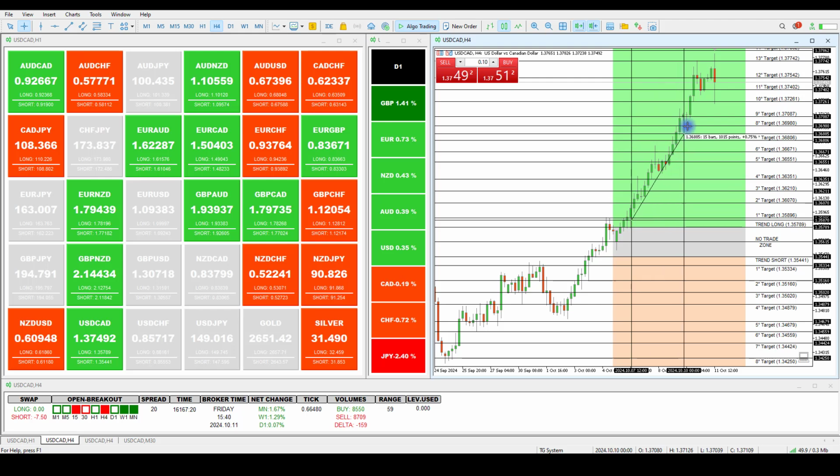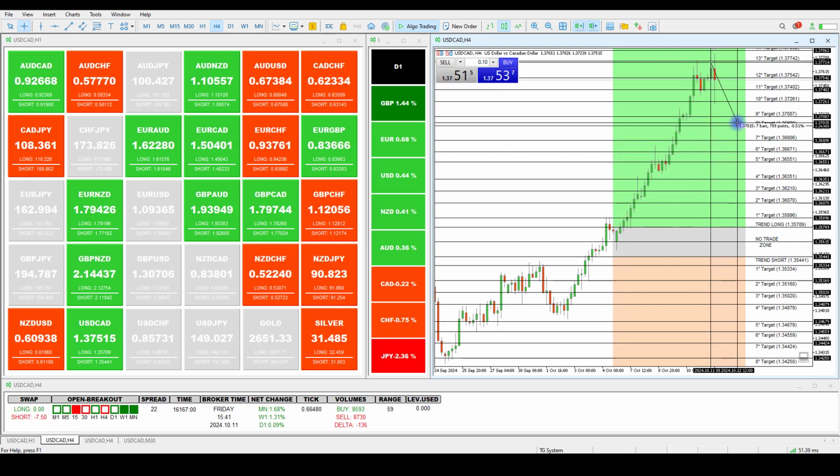The TG System is more than just a trading strategy, it's a comprehensive suite of features designed to help you analyze market trends, manage risk effectively, and execute trades with precision. By leveraging harmonic levels, currency performances, and real-time data, the TG System empowers you to make informed decisions and adapt swiftly to market changes.